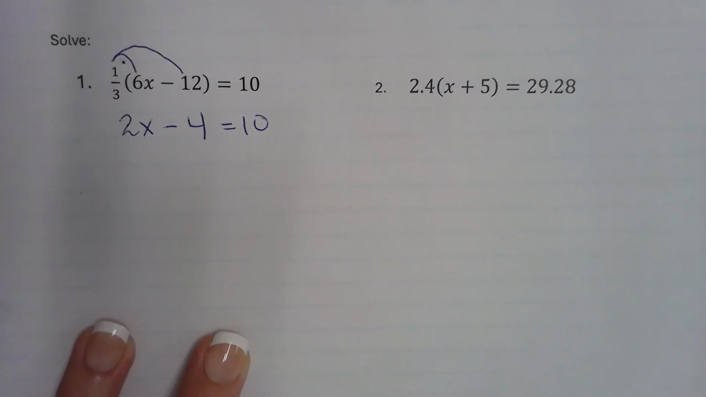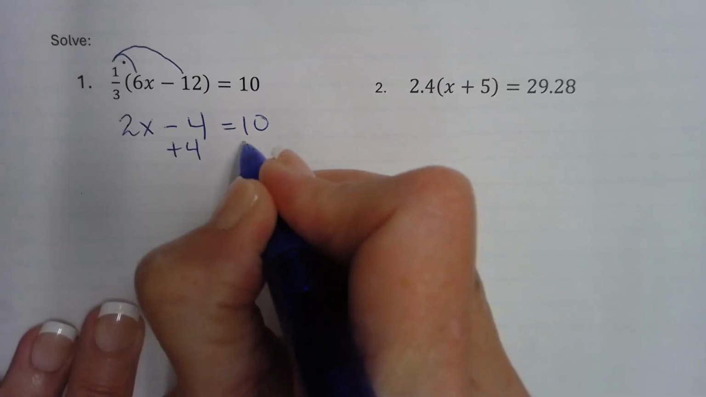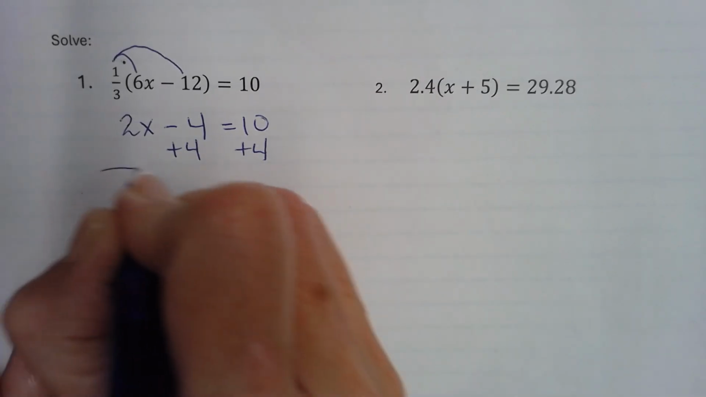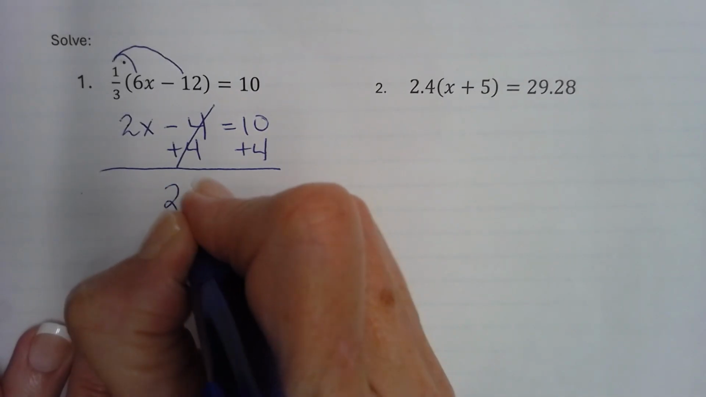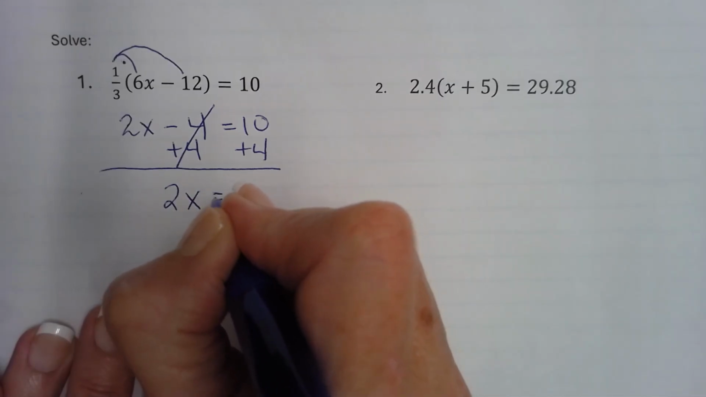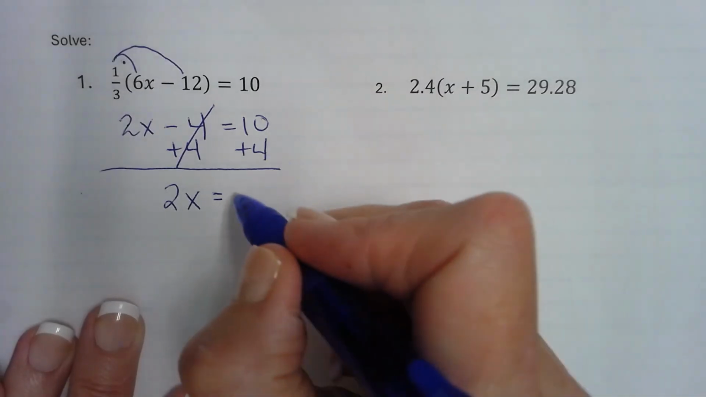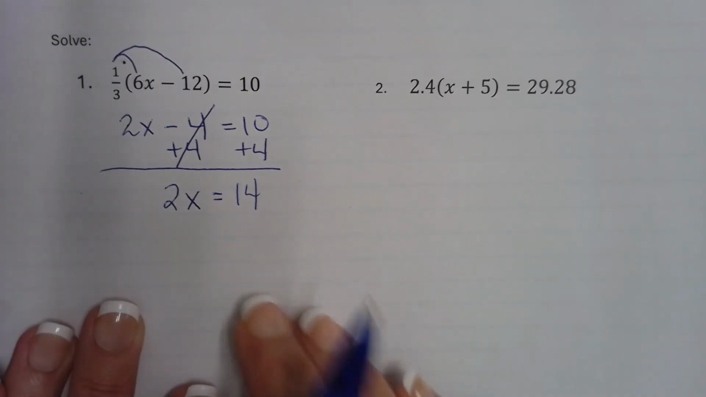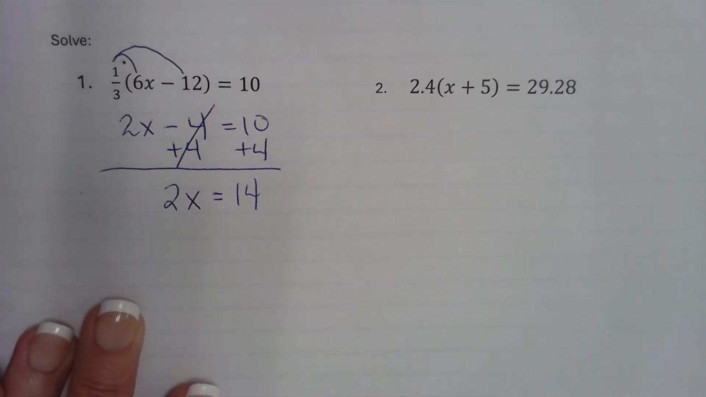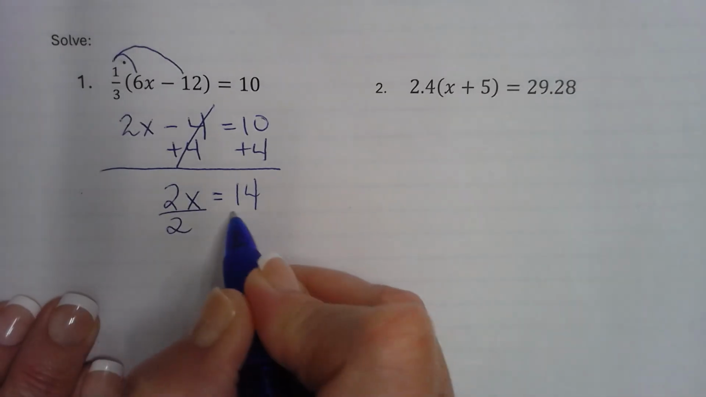Okay. Brady, what's my next step? You add 4 on both sides. We're going to add 4 on both sides. Yep. Okay. Bring down the 2x, bring down the equals, and then what is 10 plus 4? 14. Okay. Last step that I need to take here, Hannah? Divide by 2 on both sides. Exactly right.